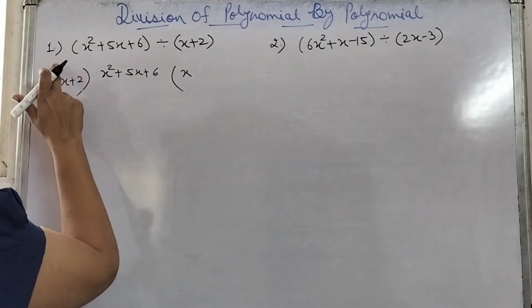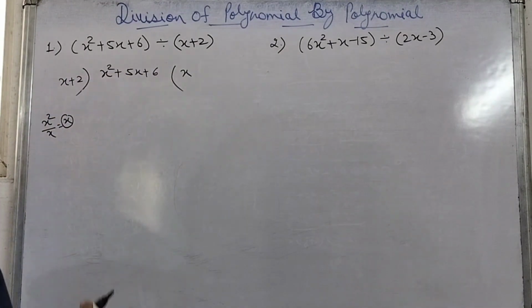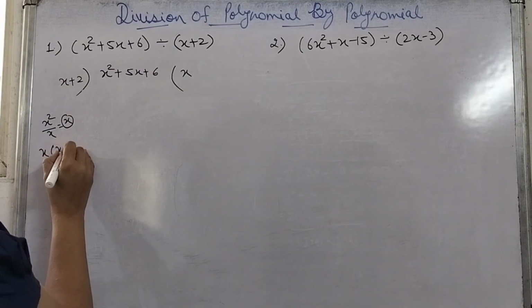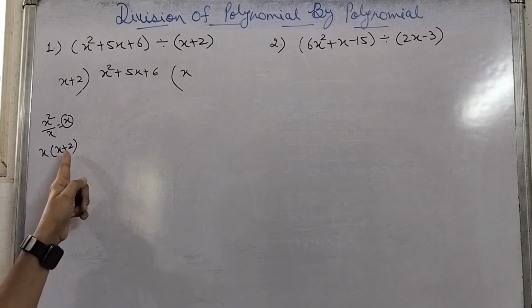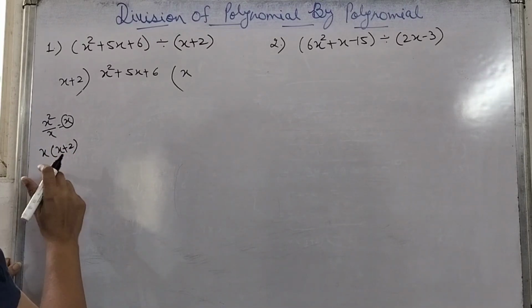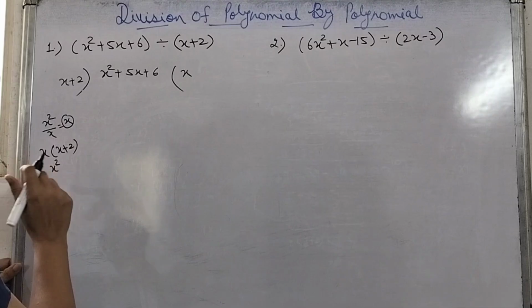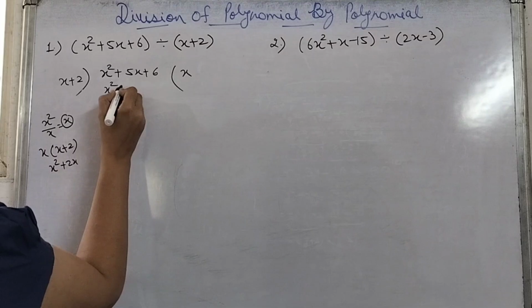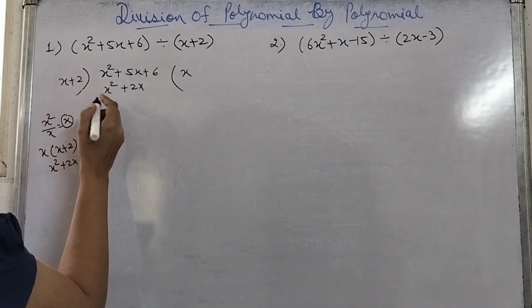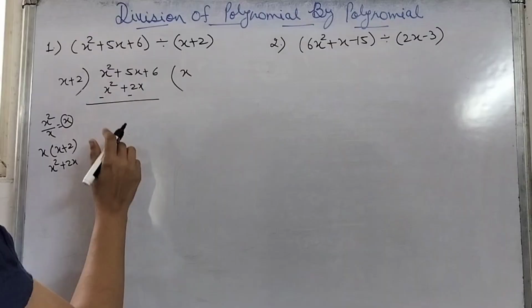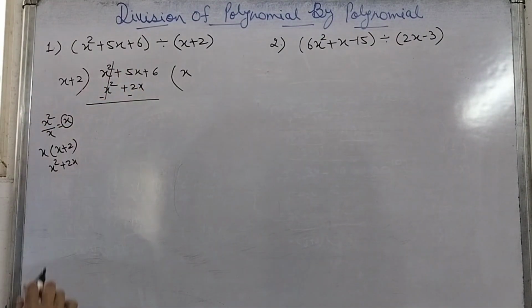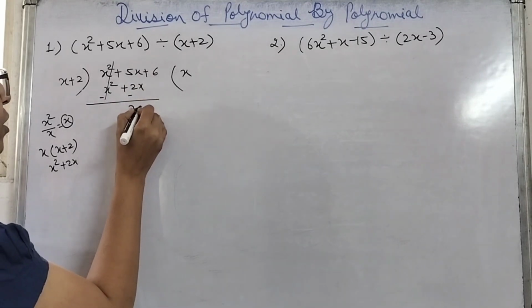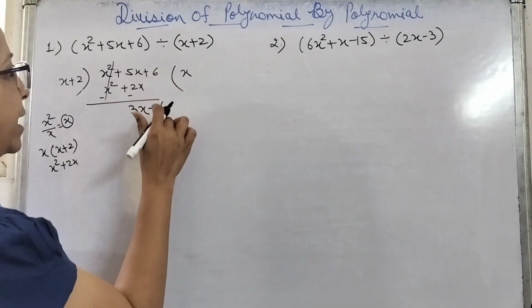Now x will be multiplied by the whole divisor, that is x plus 2. When we multiply x with x plus 2, we get x multiplied by x is x square. X multiplied by 2 is 2x. So we will write x square plus 2x. Now we will be subtracting it. So we are subtracting it. We have changed the sign. X square positive, x square negative, both cancel. It is 5x minus 2x. 5x minus 2x will be 3x, plus 6 we take as it is.